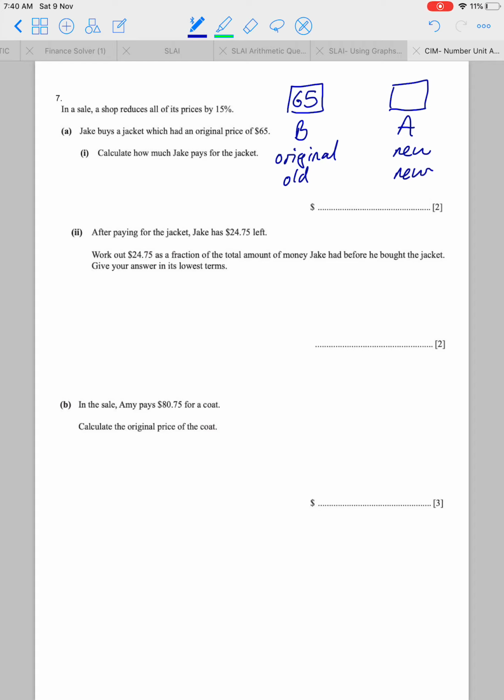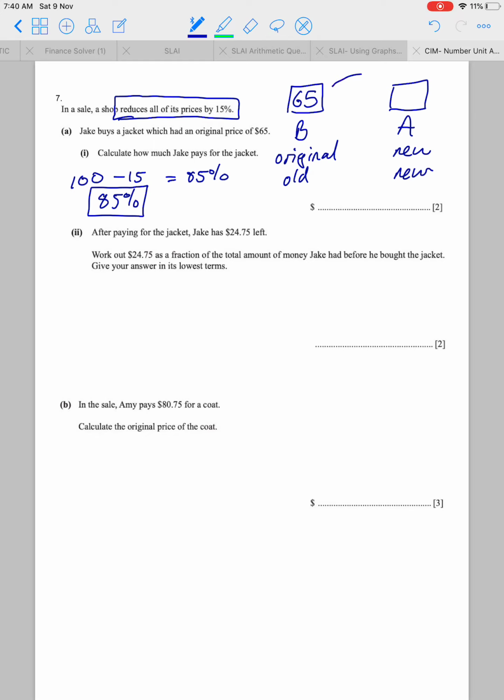So again, the old way of doing that is find 15% of 65 and then subtract it. But here we've taken a step up to the multiplier. To reduce something by 15%, the whole amount is 100%. If we take away 15%, we're left with 85%. So the multiplier is 85%. That's the key to this question.